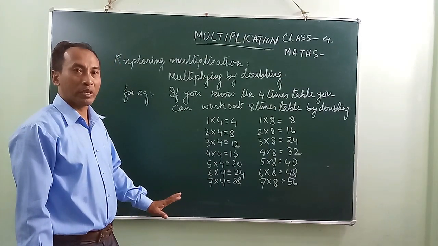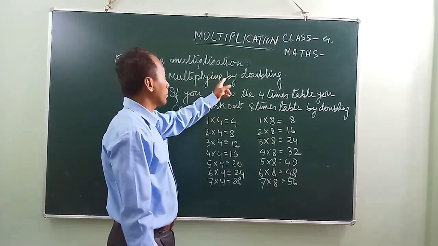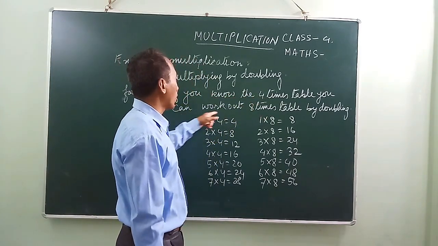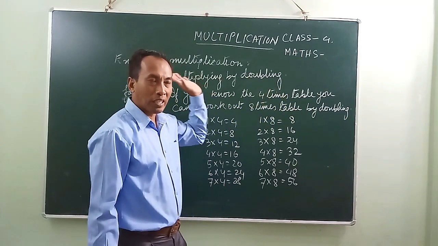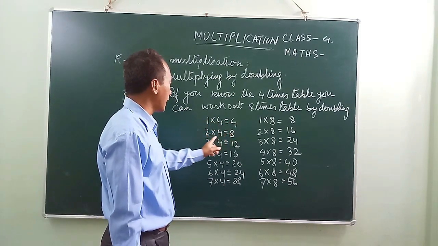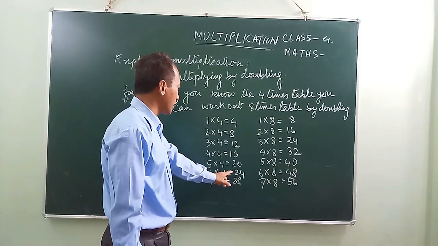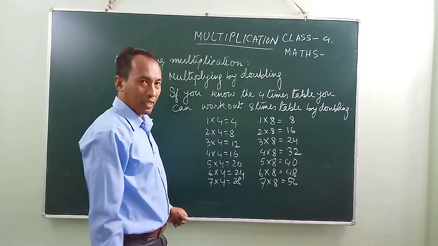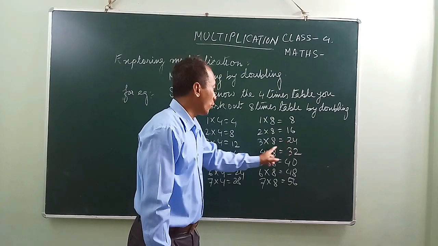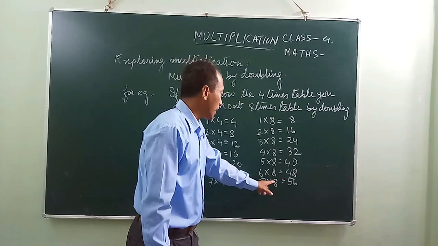Before going to exercise 3B, let us know some of the properties of multiplication. Multiplying by doubling. If you know the table of 4, then you can work out the table of 8 very easily. Only you need to think a little bit. Here 1 4 is 4, 2 4 is 8, 3 4 is 12, 4 4 is 16, 5 4 is 20, 6 4 is 24, 7 4 is 28. And here 1 8 is 8, 2 8 is 16, 3 8 is 24, 4 8 is 32, 5 8 is 40, 6 8 is 48, 7 8 is 56.